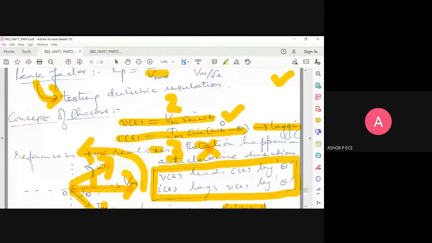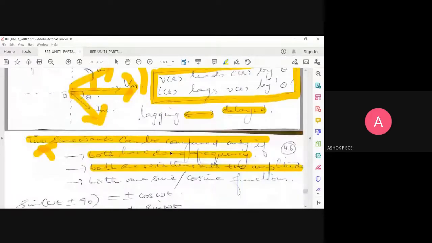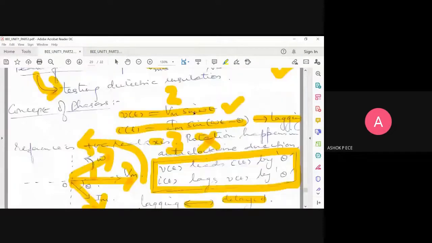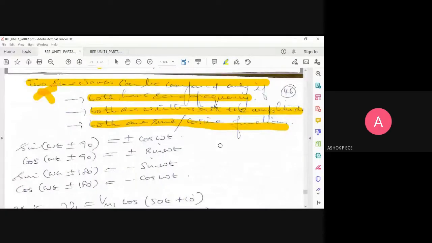Okay. Very first condition, the frequency should be the same. Second condition, both of them should have positive amplitude. Negative amplitude cannot be represented in terms of phasors immediately. And the last and final condition, both should be sine or both should be cos. Here you see the example, both are sine, accepted. Both are cos, accepted. But if one is sine and one is cos, you have to convert one into the other and draw the phasor diagram.